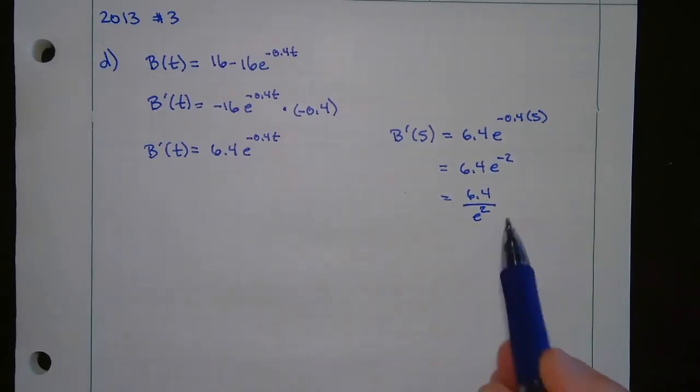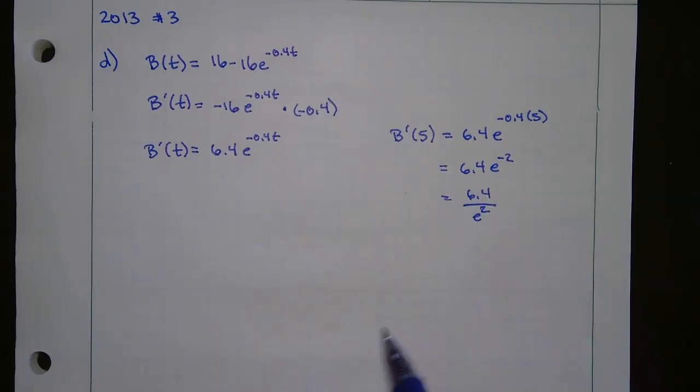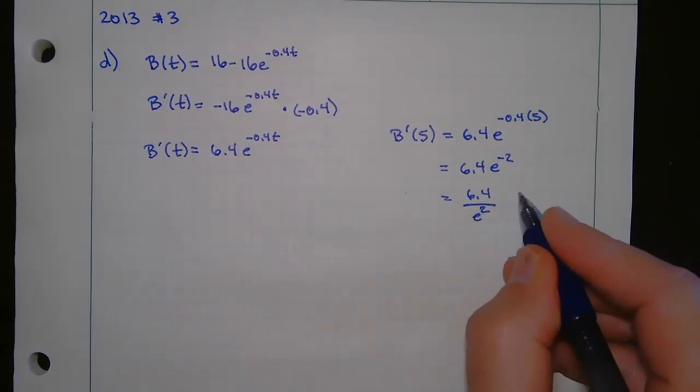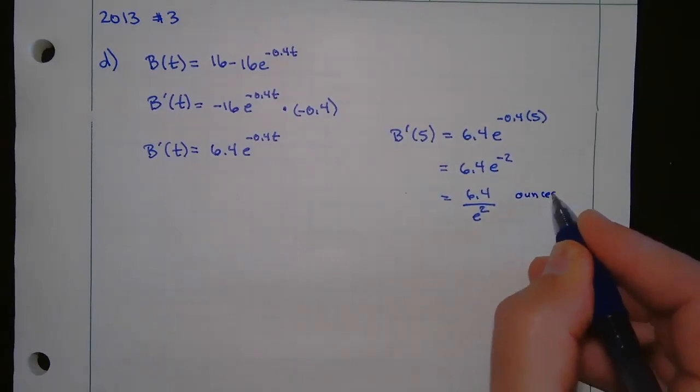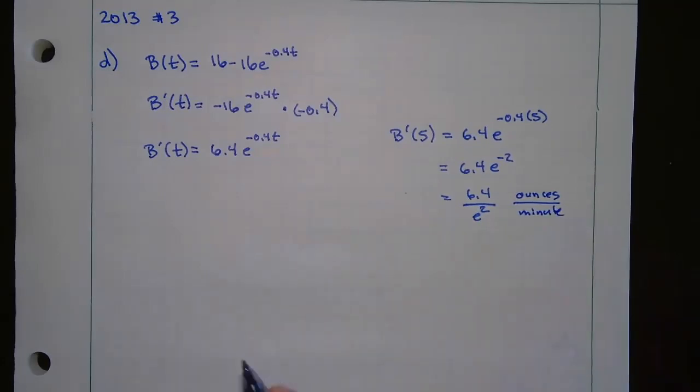Now, what does that mean? This is a positive value, which means the amount of coffee is increasing, by that amount per minute, at t equals 5. If they ask for the meaning of this, we're done; we've answered the question they asked. This would be in ounces per minute.